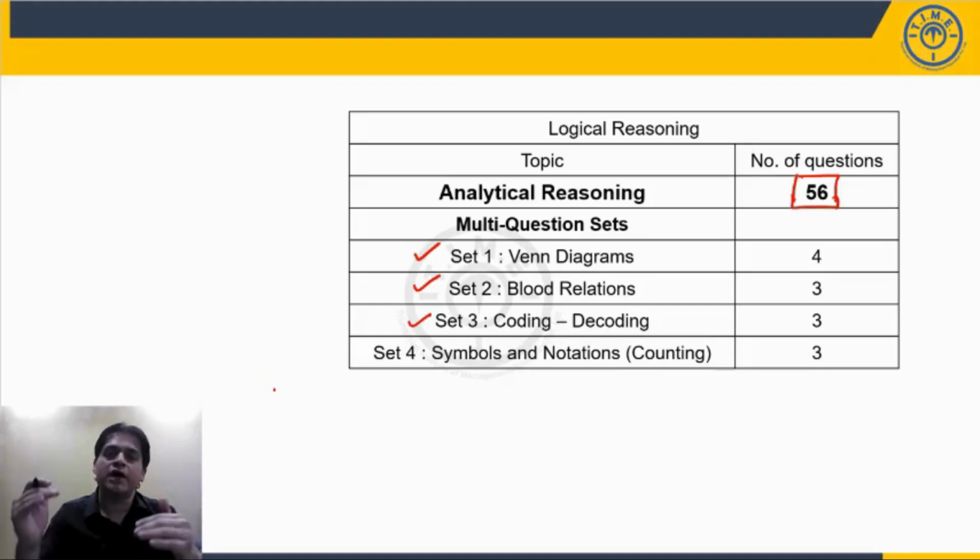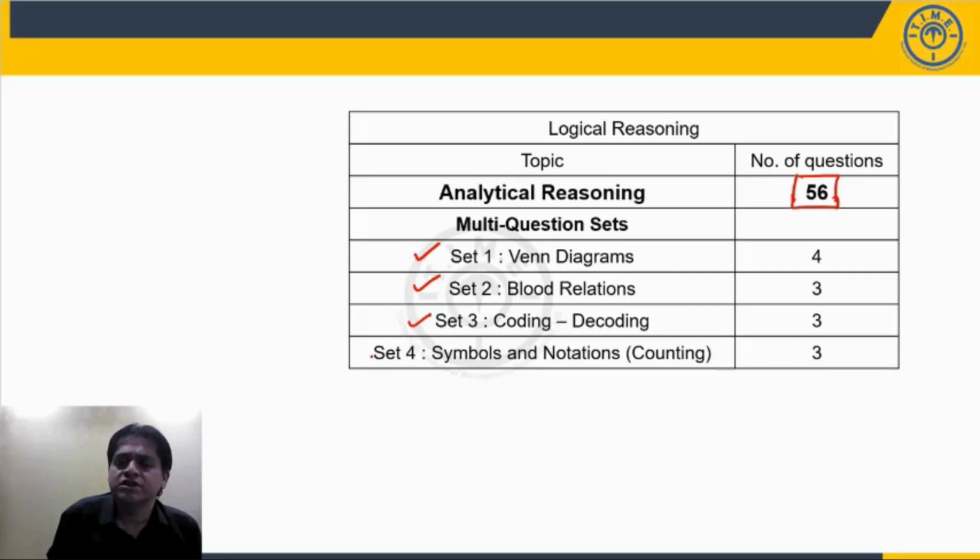When you are able to match up a common word with a common code, you are able to figure out what code is for what word. So that type of coding-decoding set was there, with 3 questions. An easy to moderate difficulty set. This was something that everyone should have attempted.